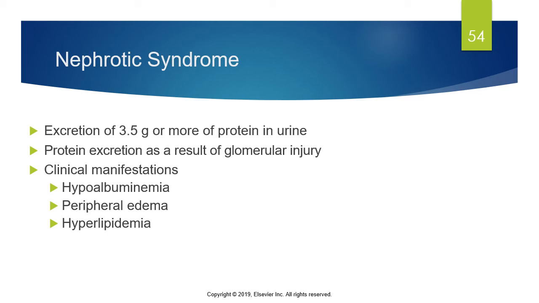So nephrotic level proteinuria is 3.5 grams or more of protein in the urine. The protein excretion is because of the glomerular injury that has occurred. And what we see is hypoalbuminemia, so low albumin in the blood, peripheral edema, and hyperlipidemia.